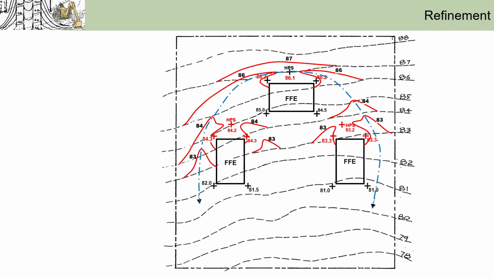Now let's clean up the drawing and finish the rest of the contours. Adding 85 here. Then move to 82. Adding 81. And you can see here you don't have to move the 80 contour anymore.